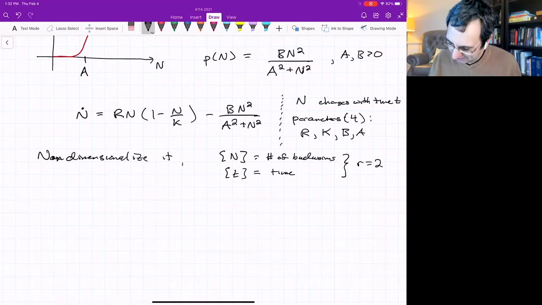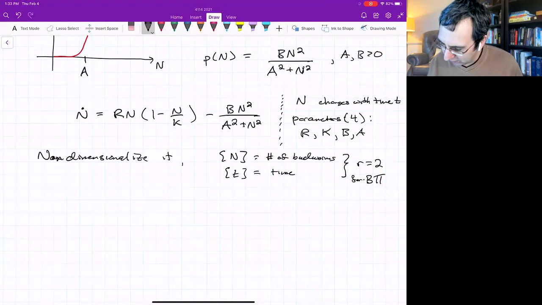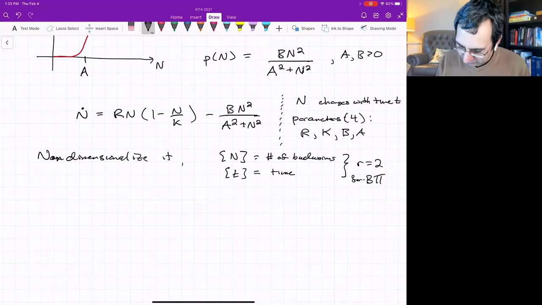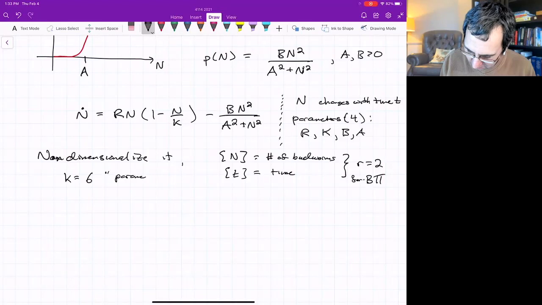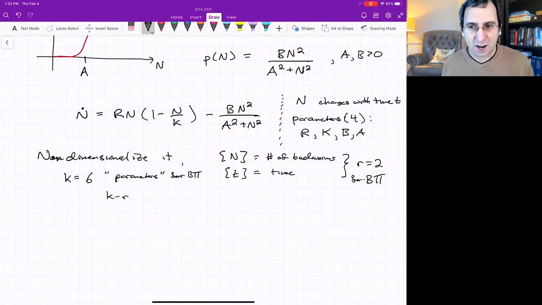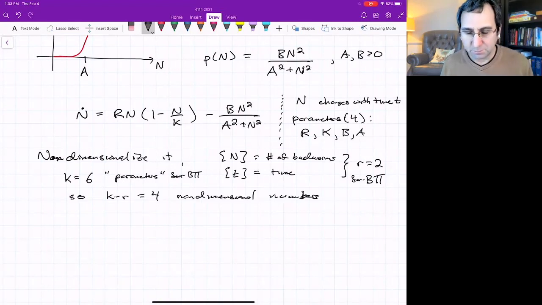And then we've got n and t, and then the four parameters. So according to Buckingham Pi, we have six parameters, which means we can non-dimensionalize and get a relationship between four minus two, that is, two non-dimensional numbers or dimensionless numbers. So that's at least a guide.